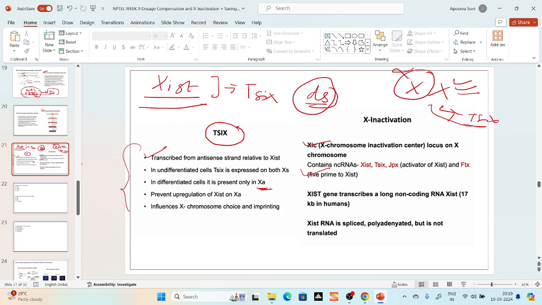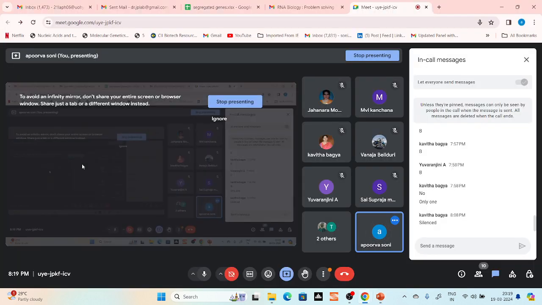Now, the Xist gene transcribes a long non-coding RNA, which we have already studied, and because it is a long non-coding RNA, it is not translated. Is it clear up till here what I'm trying to say? Ma'am, X inactivation begins from the XIC region? Yes.